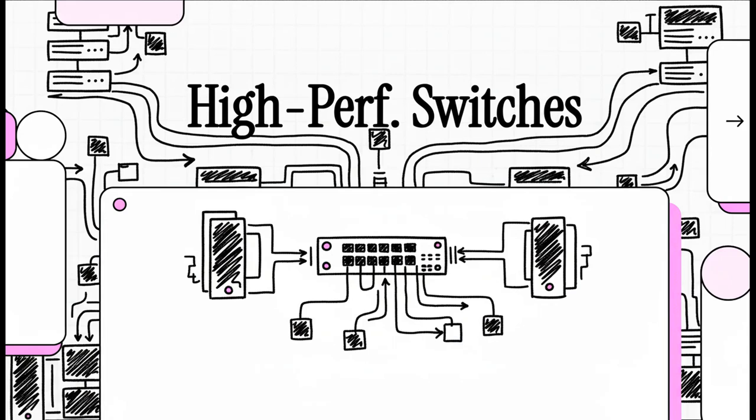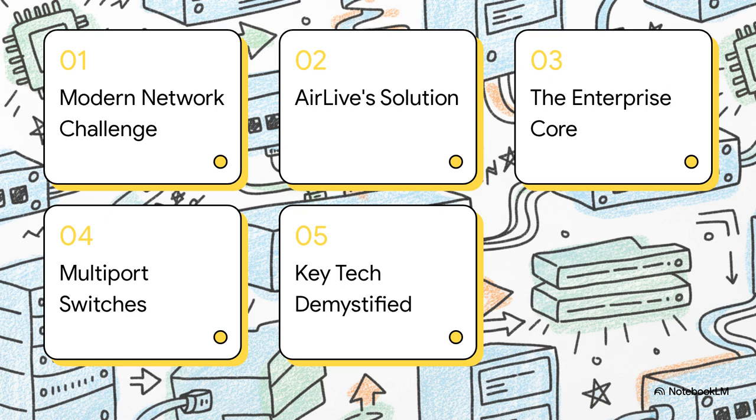Today, we're going to pull back the curtain on the hardware that's literally the backbone of our digital lives: high-performance network switches. Yeah, these are the unsung heroes making sure everything just works, and we're going to dig into exactly how they do it. All right, so here's the game plan. We'll start with the big problem everyone's facing with their networks. Then, we'll check out some real-world solutions based on our source material and wrap it all up by decoding the tech jargon that makes this stuff tick.